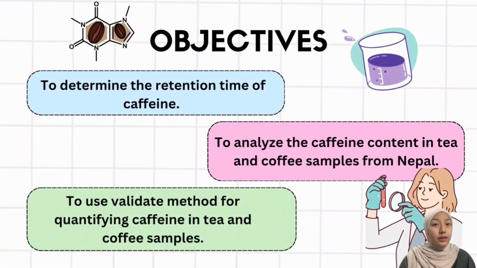So, what are their objectives? The first objective is to determine the retention time of caffeine, the second is to analyze the caffeine content in tea and coffee samples from Nepal, and the third is to use a validated method for quantifying caffeine in tea and coffee samples.